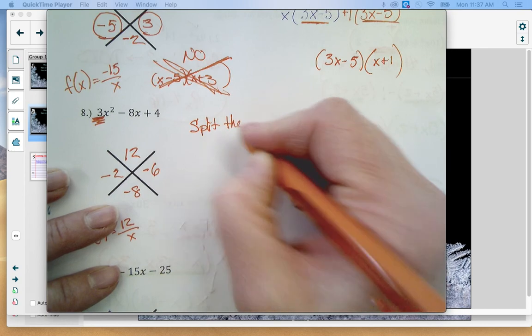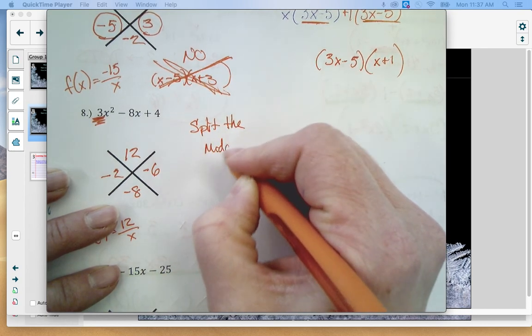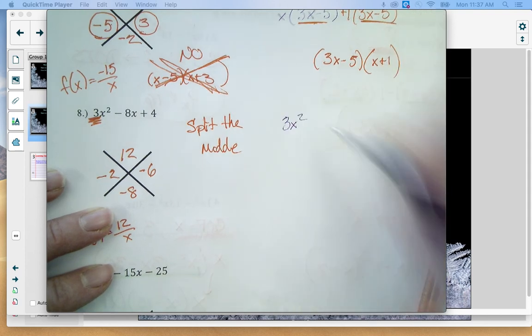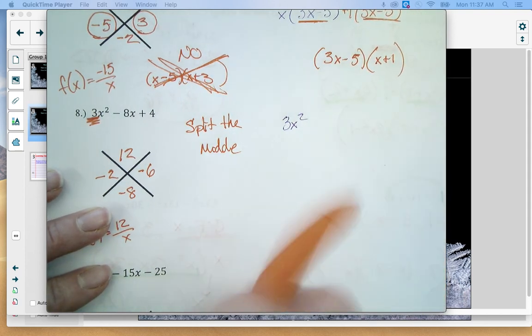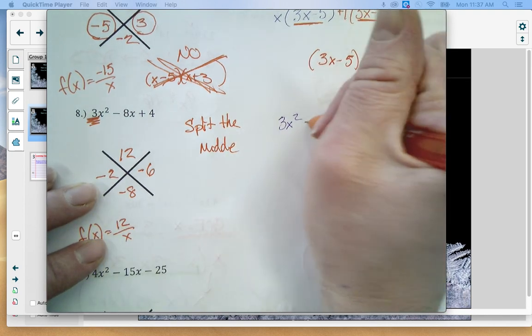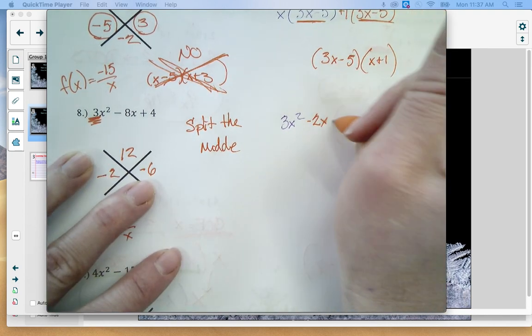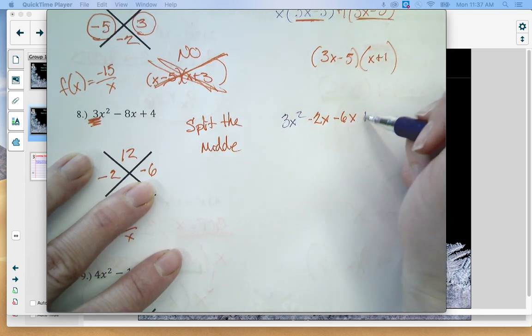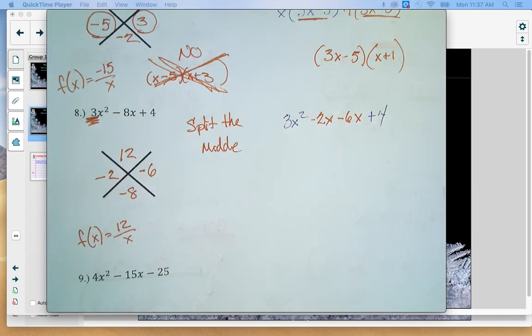Split the middle. So it's going to be 3x squared. Then what? Remember, it's each one of those. So it's minus 2x and minus 6x, and plus 4 is at the end. And then you group it. You do grouping.